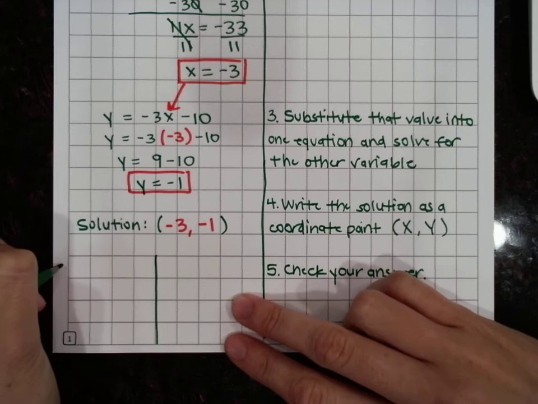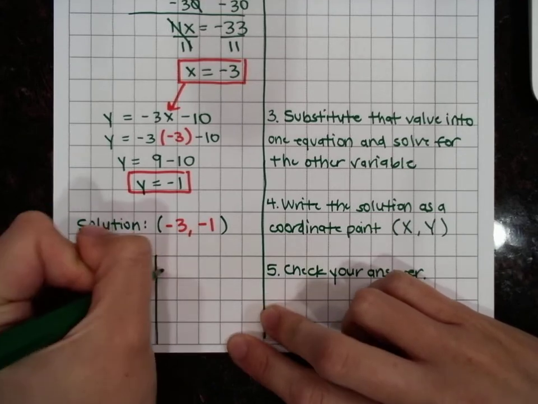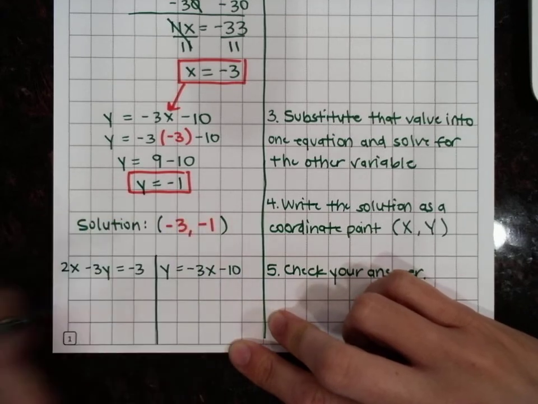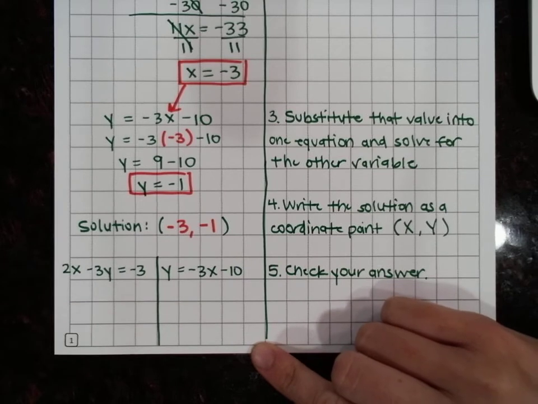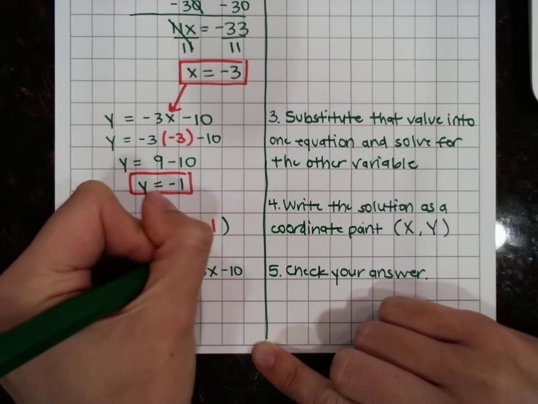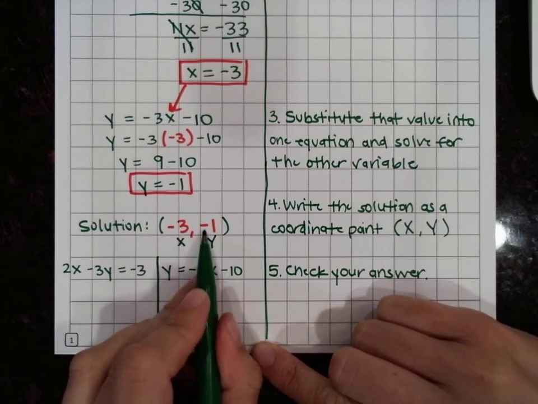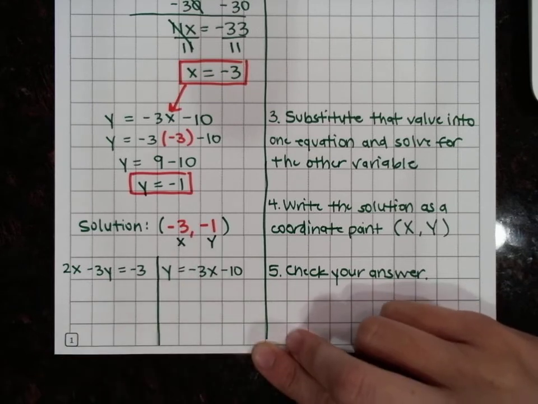So we have 2x minus 3y equals -3, and then y equals -3x minus 10. Again, I'm just copying down the original two equations we were given. I'm going to use -3 for x and -1 for y. So we're going to prove that these are, in fact, the solution, that they make both equations true.